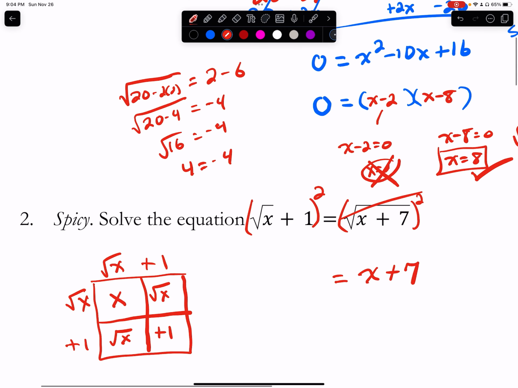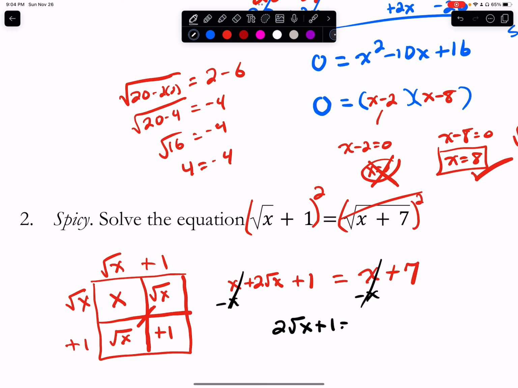Right, so what this turns into is x, and then the diagonals add two radical x's together, and then plus 1. So this is a little strange. This looks a little different, something that we're not used to. But what happens in this case is this is kind of nice, because if I subtract an x from both sides, that goes away and that goes away. So we're left with 2 radical x plus 1 is equal to 7.